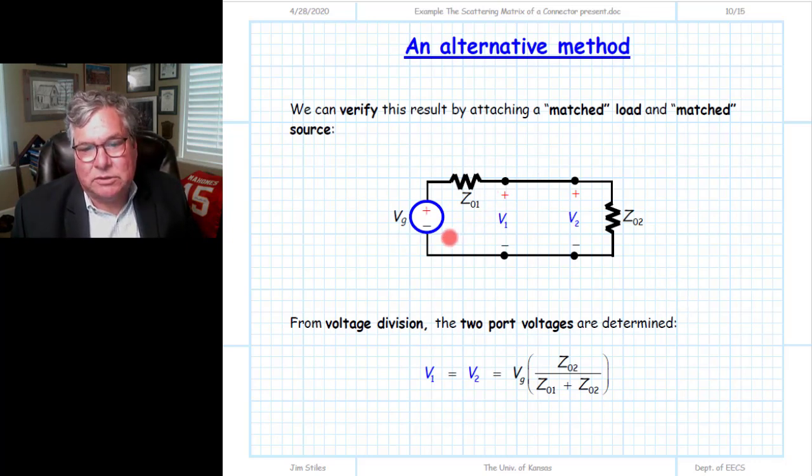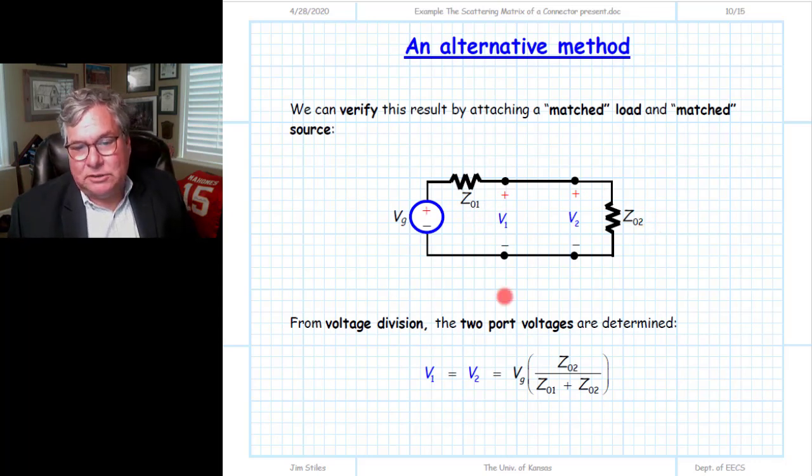This is our matched source. This matched source is matched to the transmission line connected to port 1, so it has a value of Z01. This is a matched load, but it's matched to the characteristic impedance of the transmission line connected to port 2. Remember, this characteristic impedance, Z01, is different than this value, Z02. They are not equal to each other.